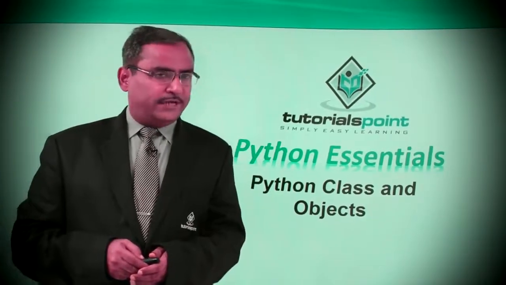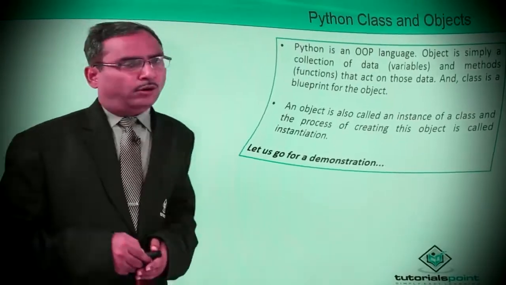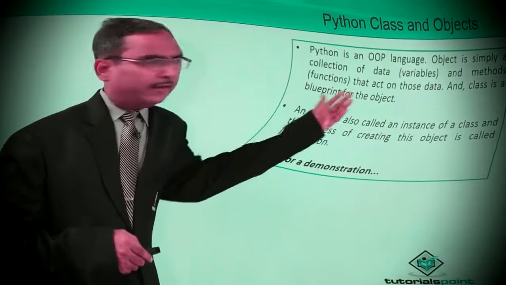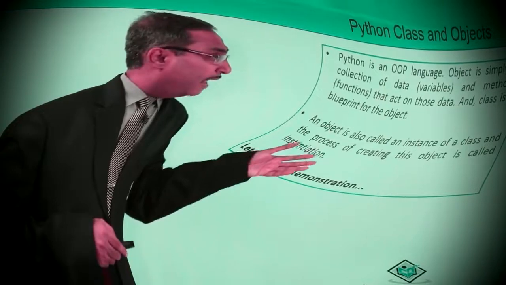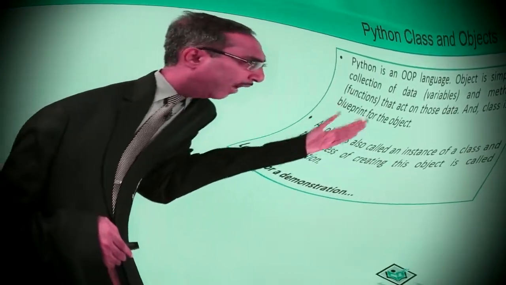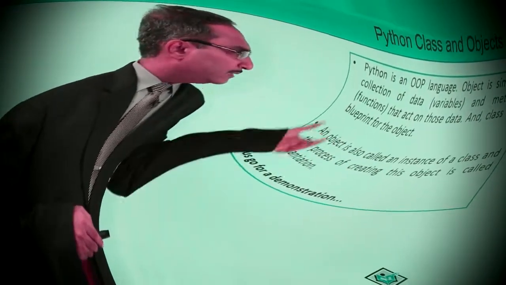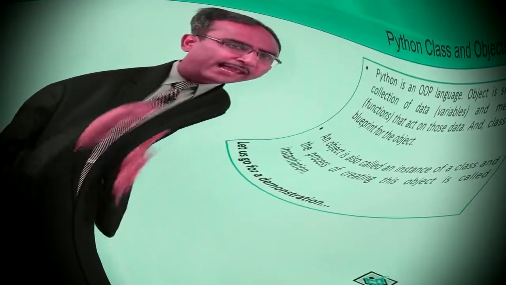Python class and objects. Python is an object-oriented programming language. An object is simply a collection of data: there are variables and methods, that is, functions, that act on those data. And a class is nothing but a blueprint of alike objects.